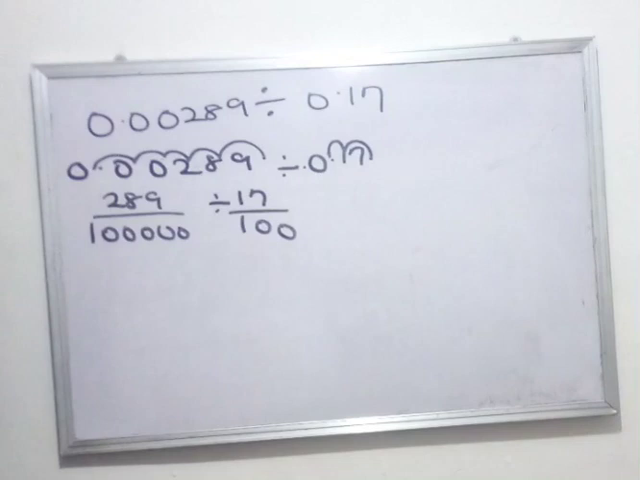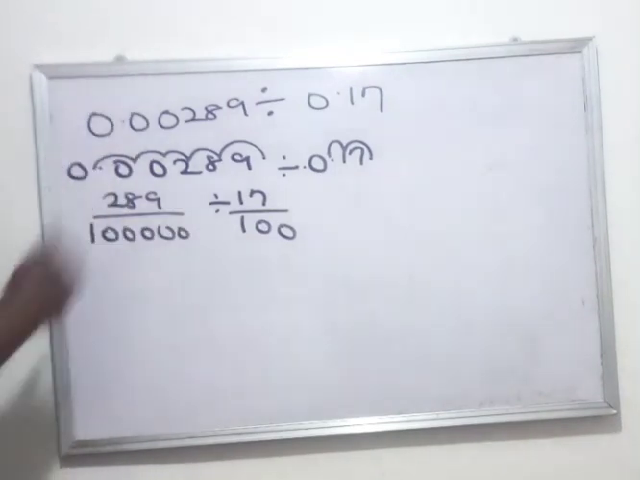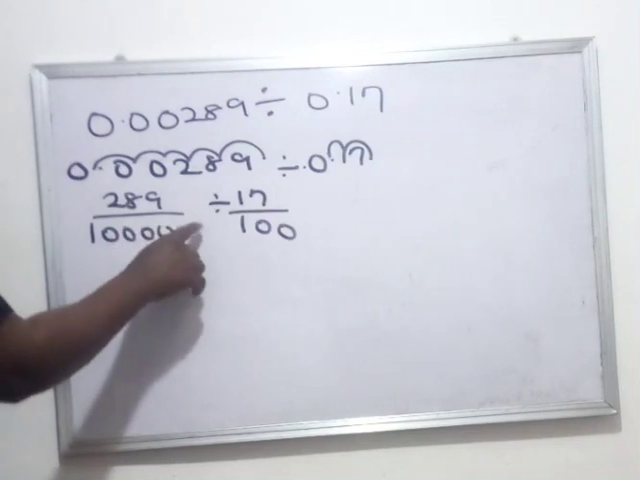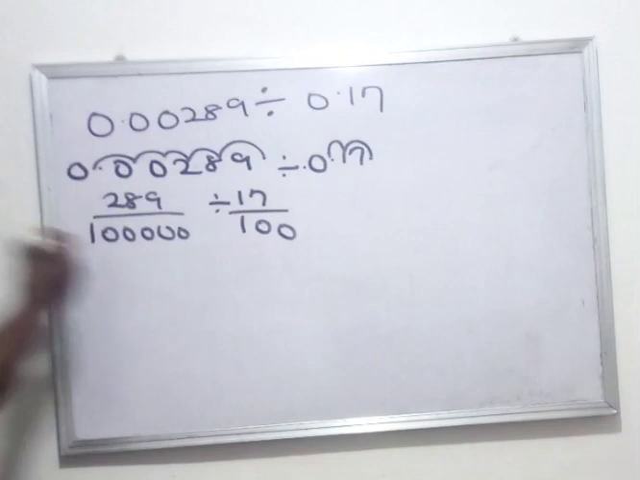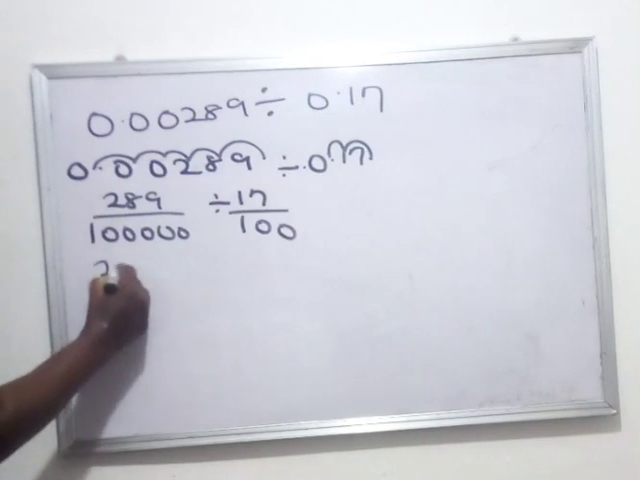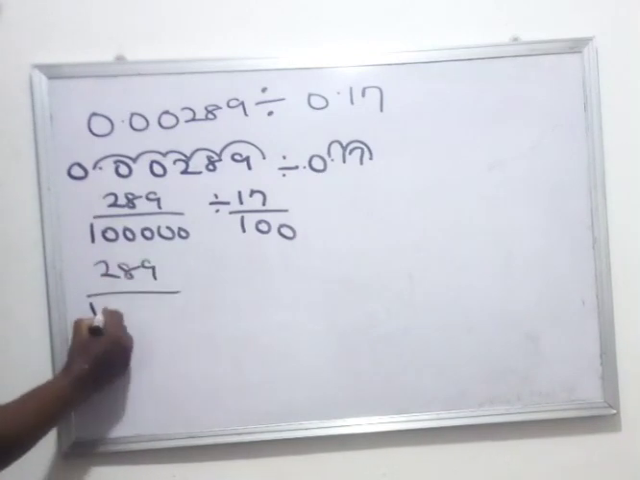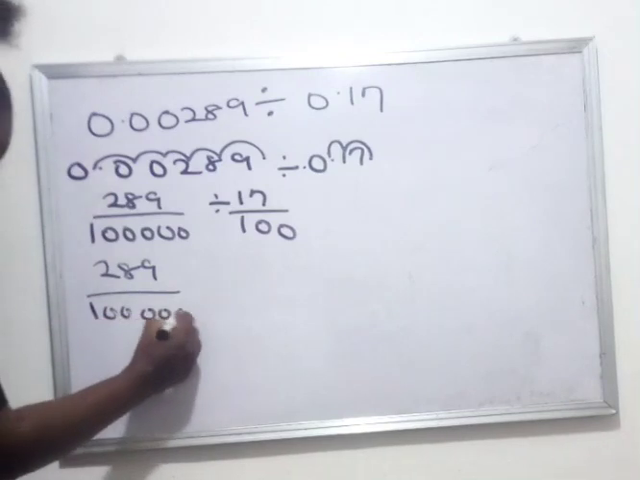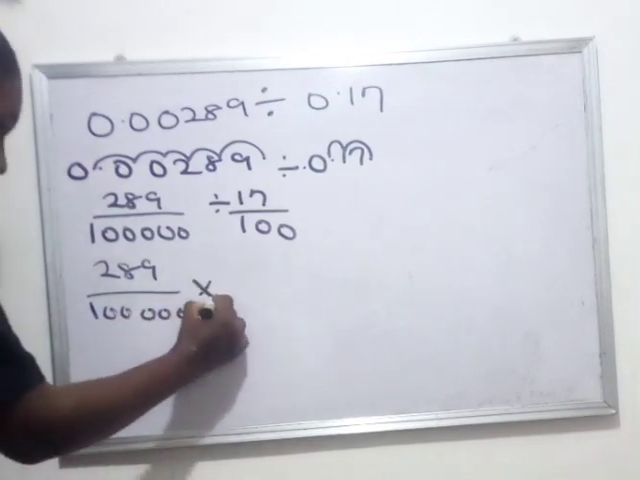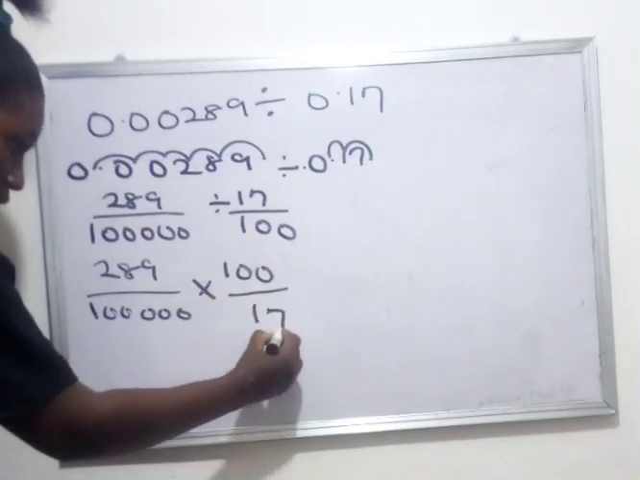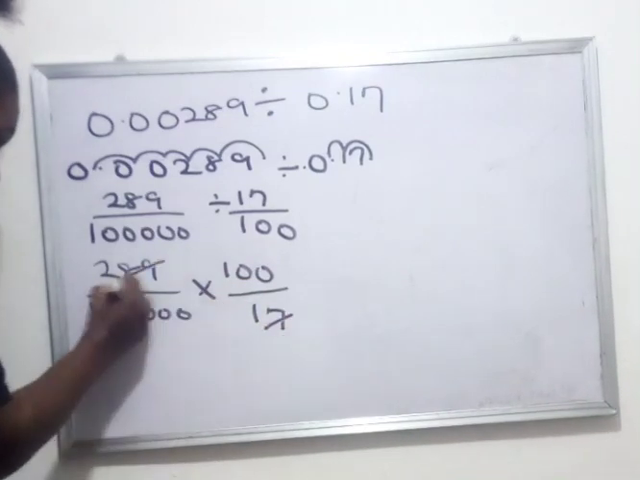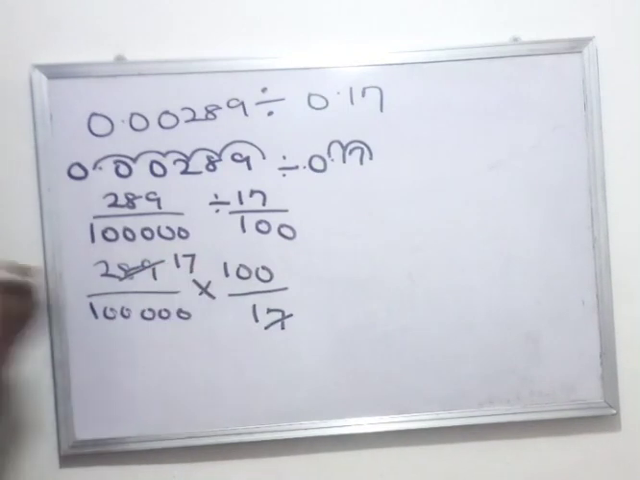The next thing to do is to introduce multiplication here. We take away the division and put multiplication, but for that to happen, we need to invert the fraction on the other side. So this becomes 289 over 100,000 times 100 over 17. This divides this, you have 17.